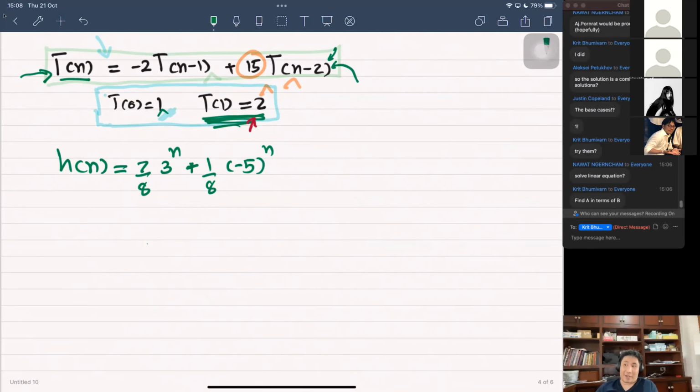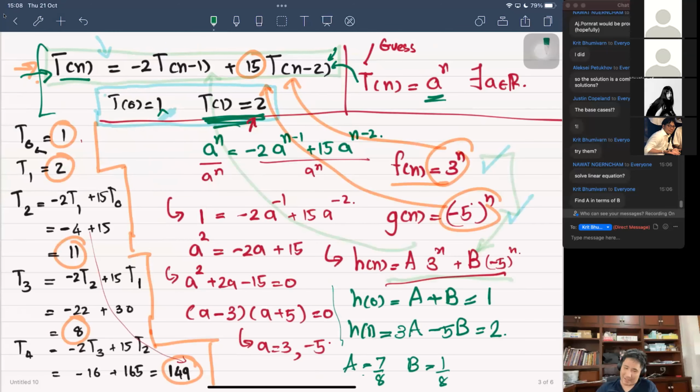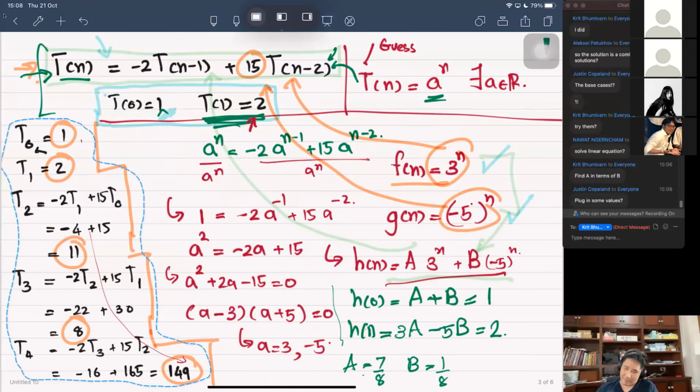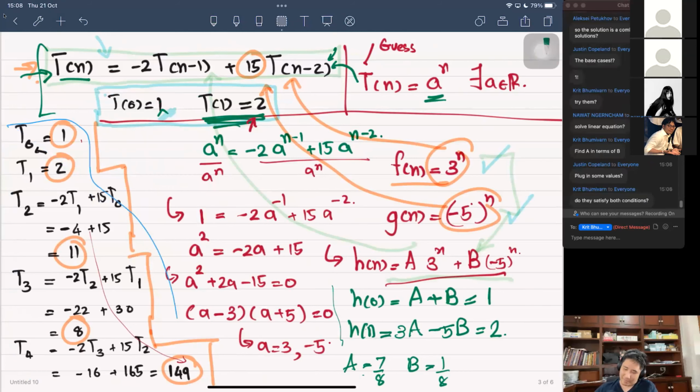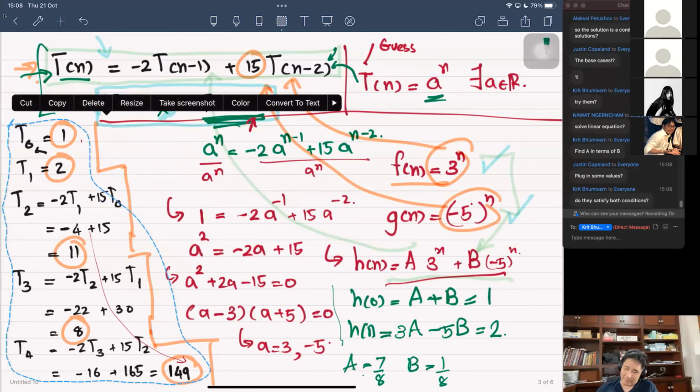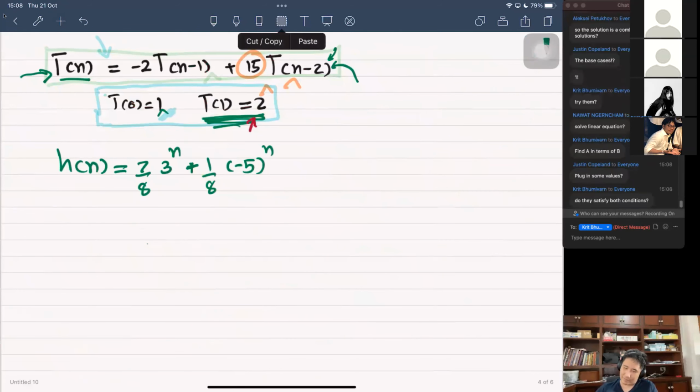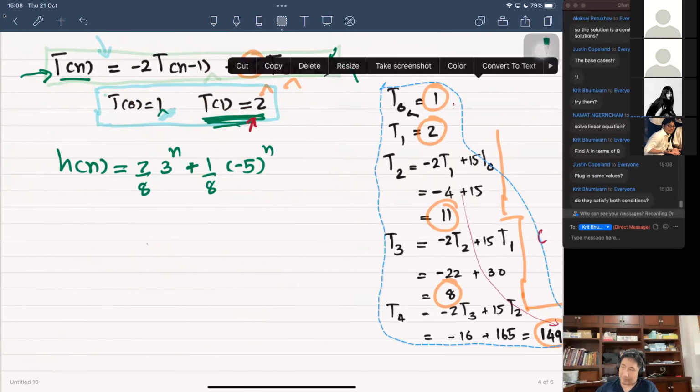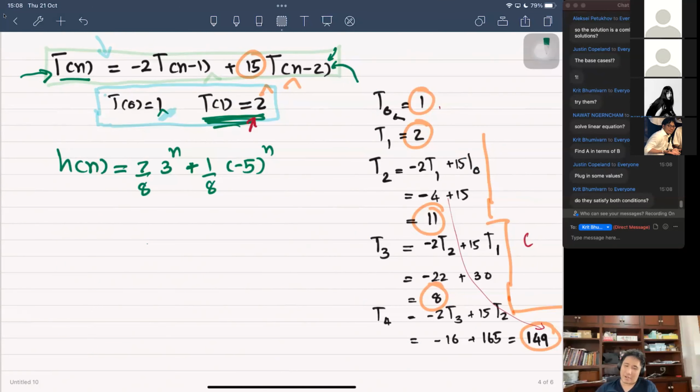So I claim that this solves the equation. But are we sure though? What should we do to make sure that we did the right thing? Let me copy this as well. Oops, sorry about that. You should plug in some values and see if you screwed up the algebra. There's like a 70% chance that you screw up the algebra because there's so much algebra you need to do.